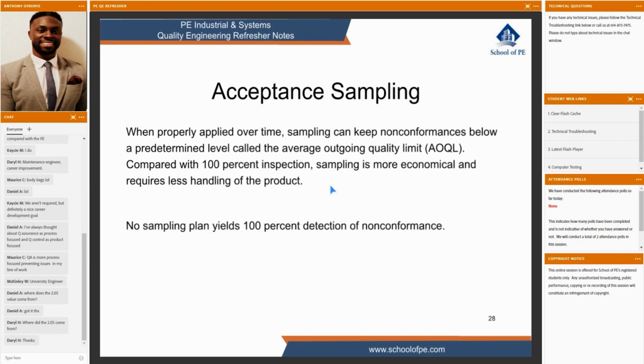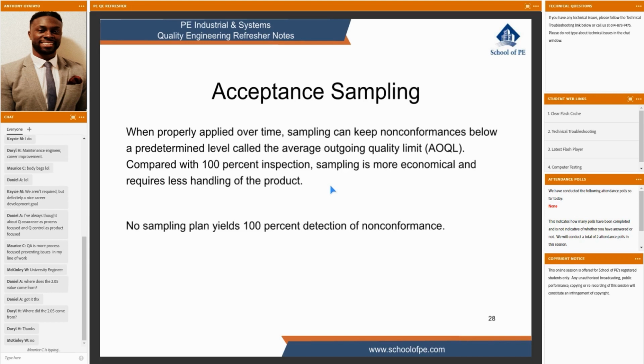So for those of you in this classroom, have you been involved in any type of acceptance sampling? And if so, anything stringent, how is it in your environment?